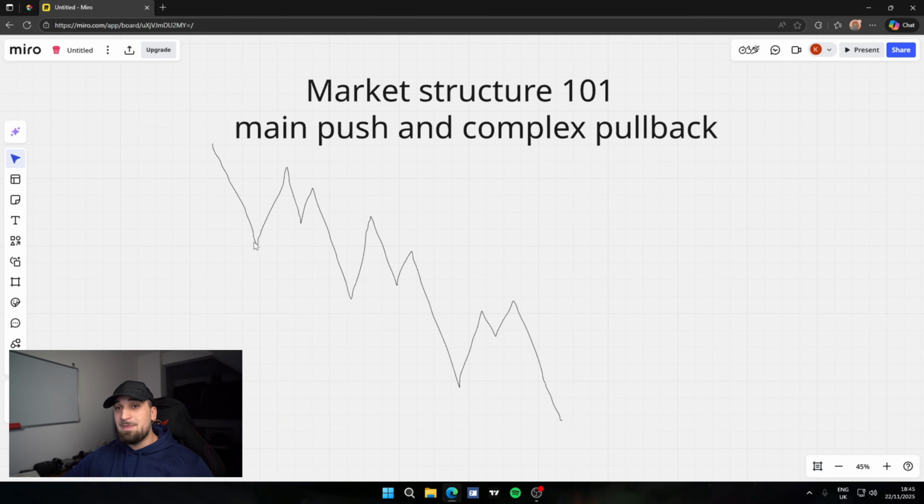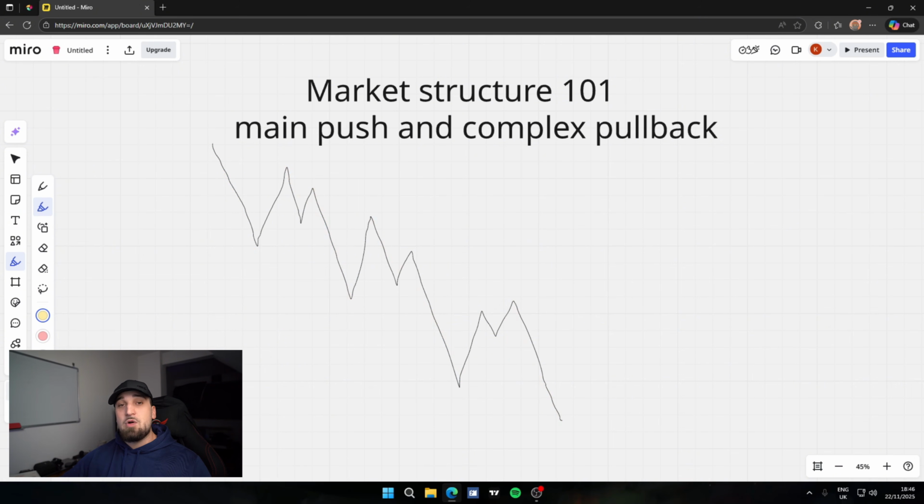So this would be a main push right now. I can even highlight that for you. So let me highlight it real quick. So this would be our main push right now. Another main push would be this right here, or you can even mark it as this whole move right here. And then you have one more move right here. So clearly we can see that we're having main pushes to the downside, and these would be our main pushes.